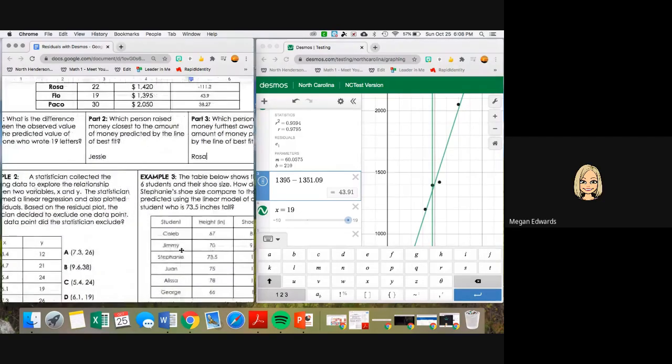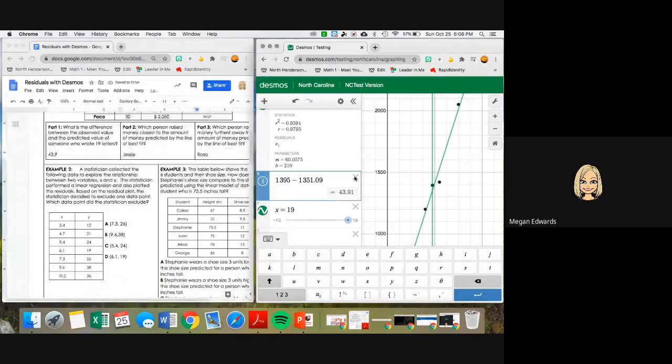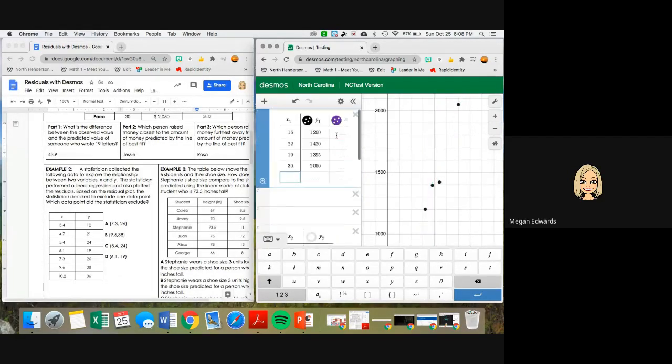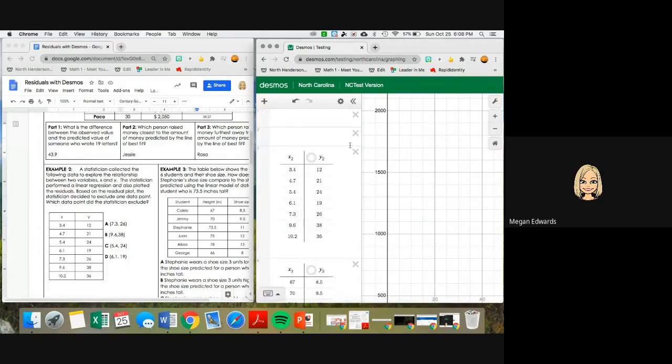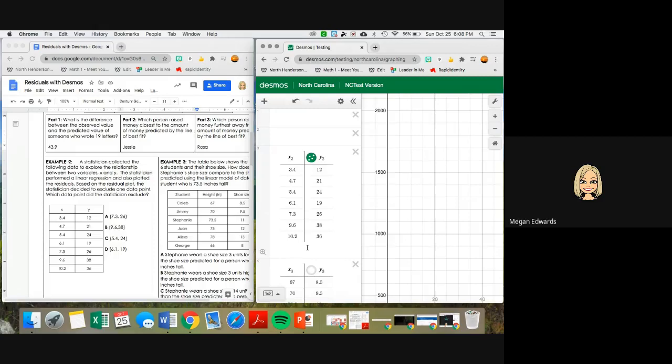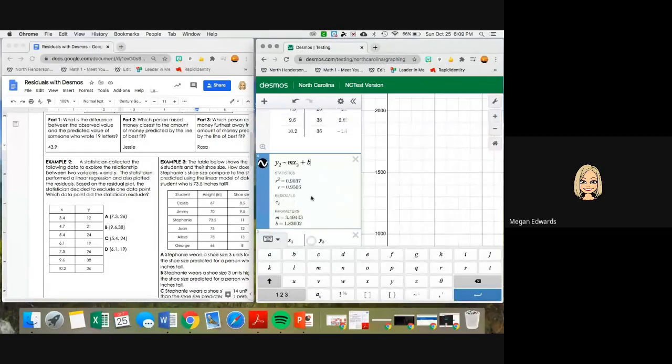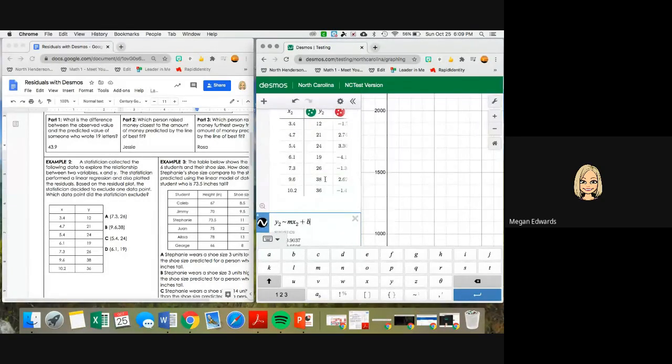For example 2, I went ahead and typed this table into Desmos to save us some time. So I will pull that up. And the first thing we want to do is find that line of best fit. It is labeled x2 and y2. So I'm going to use y2 is almost equal to mx2 plus b. So you got to make sure those match. I'm going to plot those residuals.